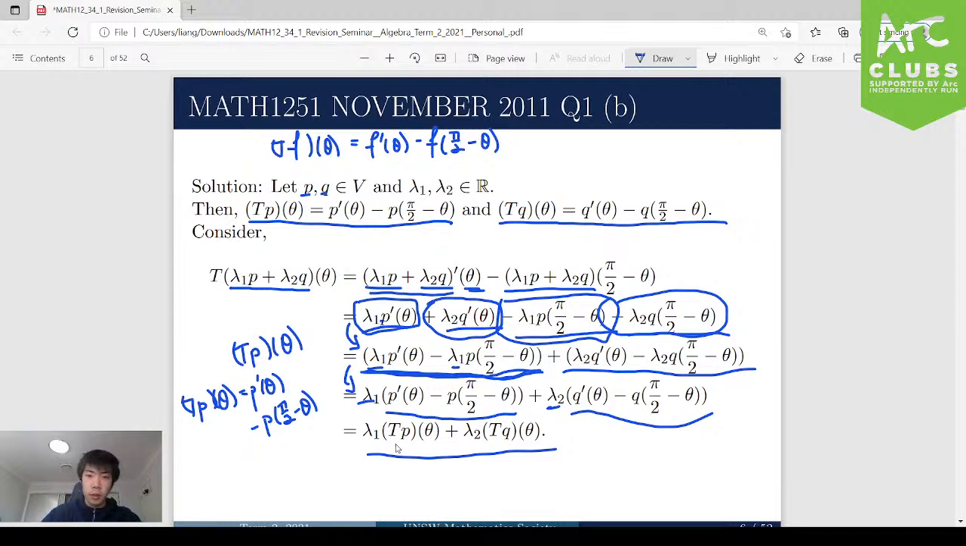Okay, so in case I was cut off in the last bit, I was saying that this part here is Tp theta, this part here is Tq theta, and so we're done because we have shown that it has preserved linear combinations.